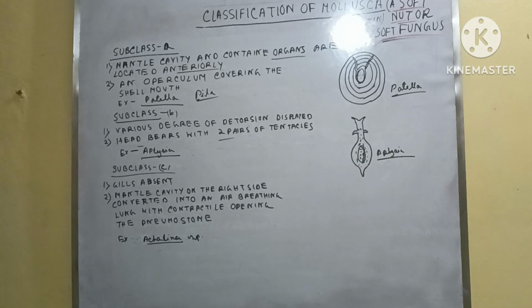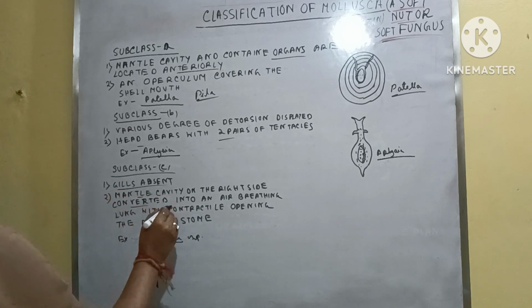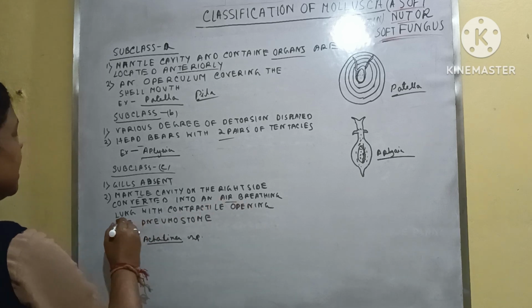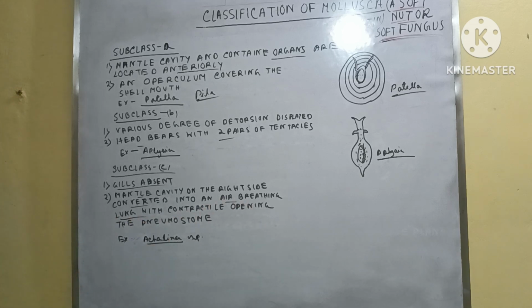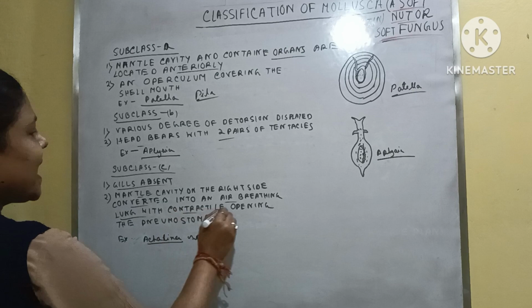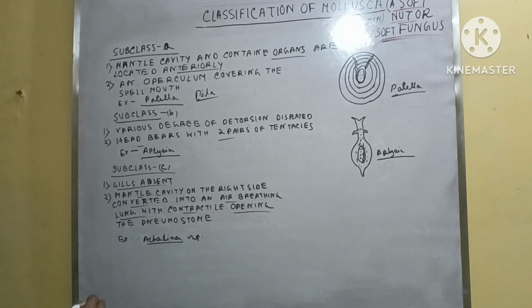Next subclass, that is the pulmonata. Here the gills are absent. So the mantle cavity here is converted into an air breathing lung, with a contractile opening. This opening is called the pneumostome. An example is the achatina.